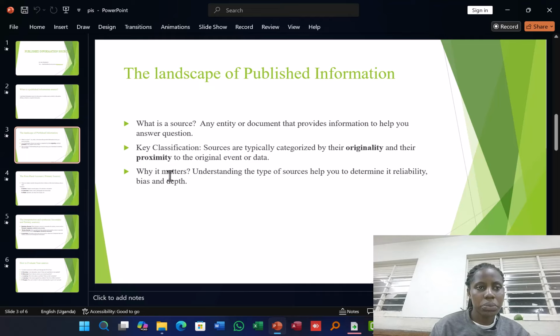Why does it matter? Understanding the type of source helps you to determine its reliability, bias, and depth.